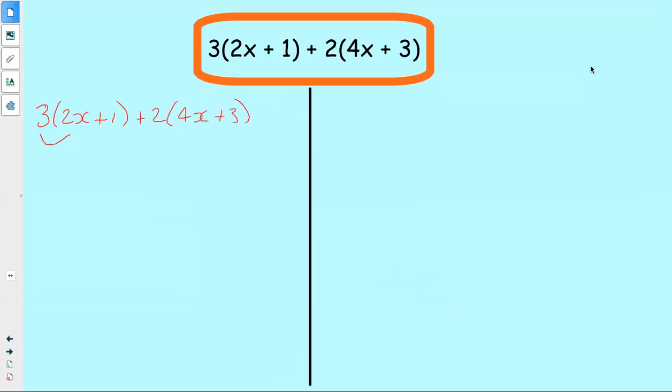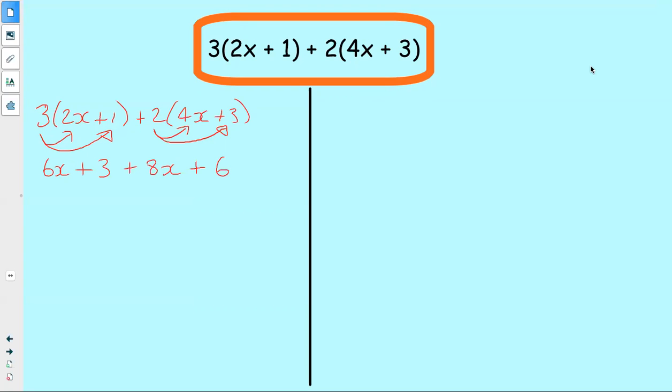Okay. 3 multiplied by 2x is 6x. 3 multiplied by 1 is a positive 3. And then 2 multiplied by 4x. So you just go on and you multiply that second bracket. 2 multiplied by 4x is 8x, a positive 8x. So it's going to be add 8x. And 2 multiplied by 3 is a positive 6, or add 6.